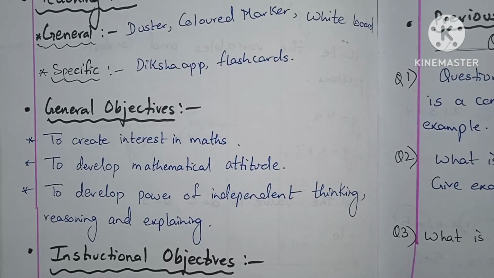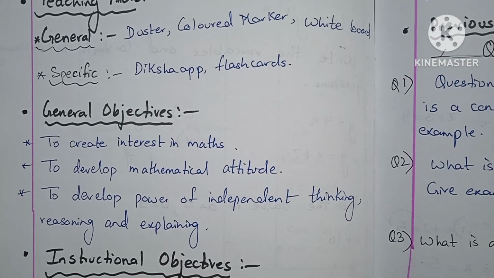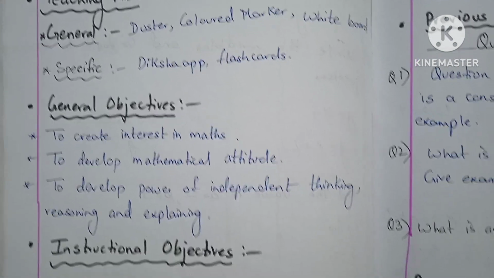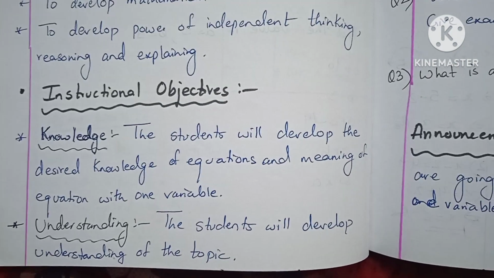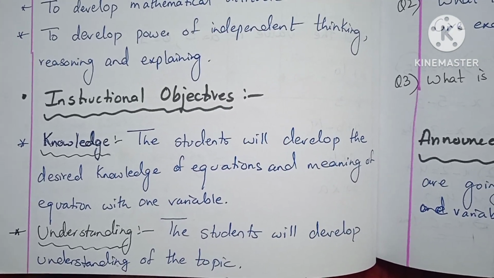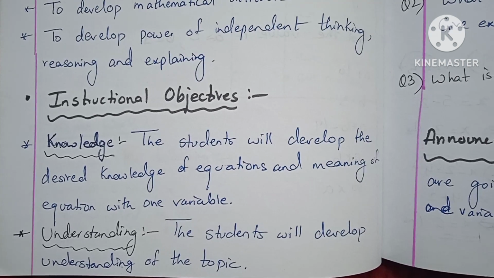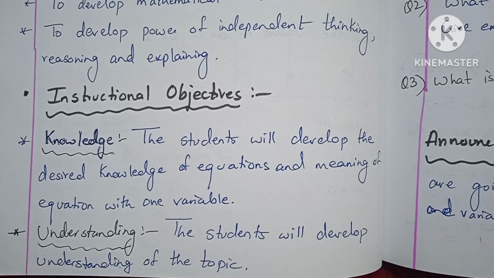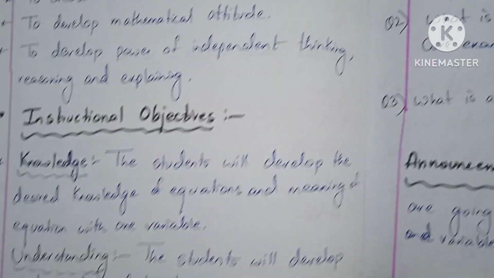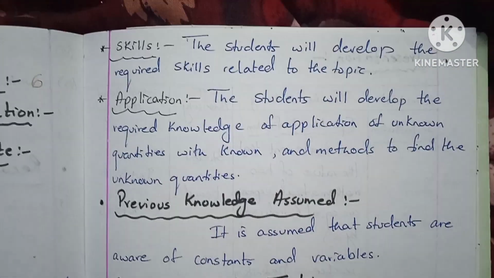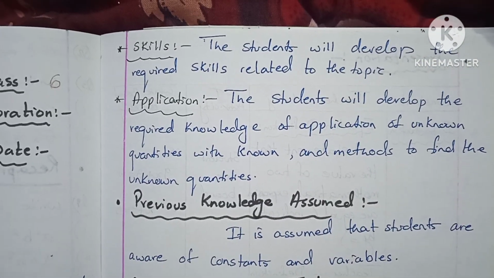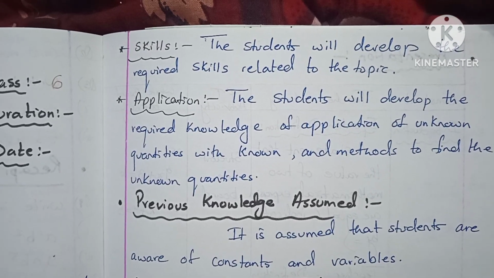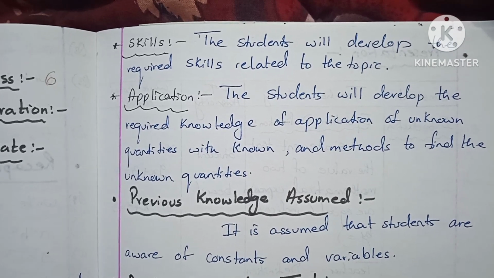The general objectives are to create interest in maths, to develop mathematical attitude, to develop power of independent thinking, reasoning and explaining. In instructional objectives, we have for knowledge, the students will develop the desired knowledge of equations and meaning of equations with one variable. In understanding, the students will develop the understanding of the topic. For skills, the students will develop the required skills related to the topic and they will be able to apply the knowledge in their day-to-day life.